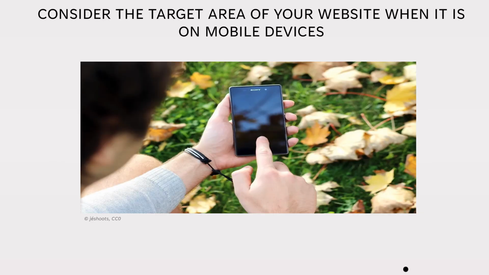An example of the same can be to consider the target area of your website when it is on mobile devices. On a desktop, a user interacts with a website via a small pointer on the screen. On a mobile device, a user interacts with a website using his or her index finger or a thumb. A small target area can be a problem on mobile devices because it is more difficult to select with precision.